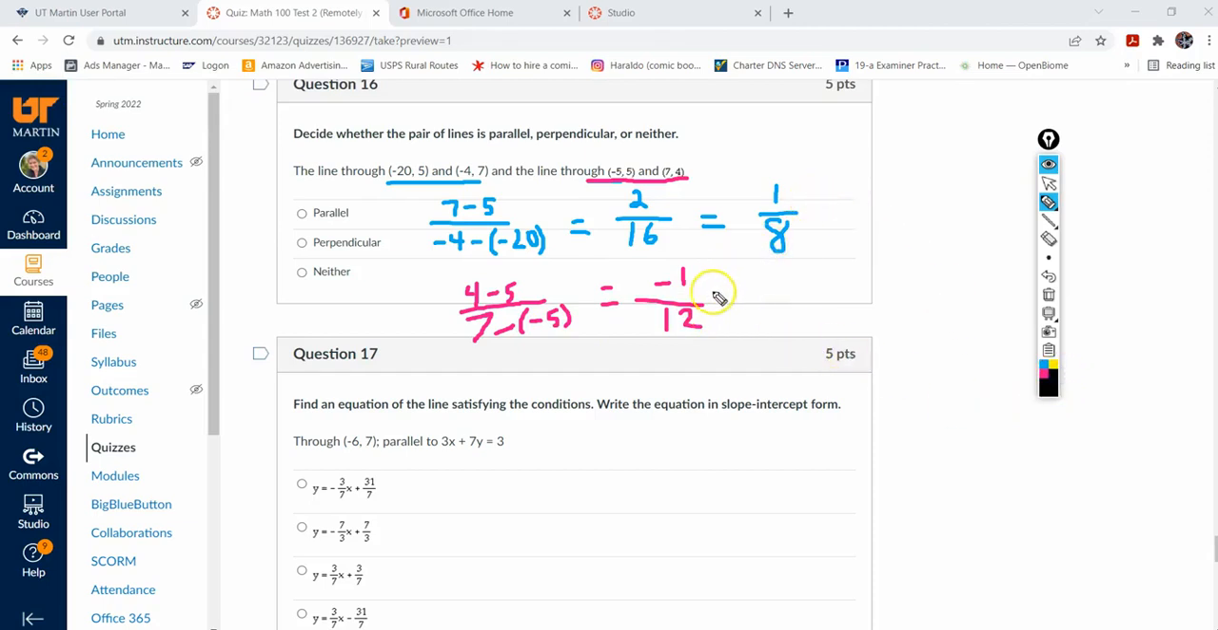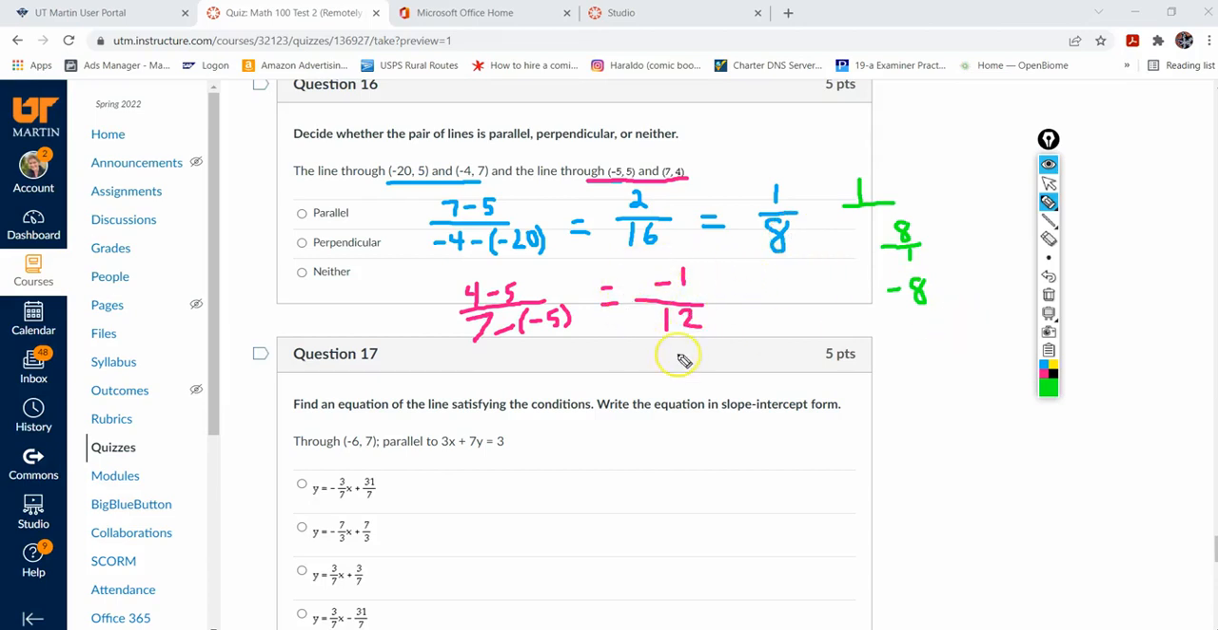Now, these lines are not parallel because the slopes are not the same. If they were perpendicular, well, what's perpendicular to this one, and that's the symbol for perpendicular, would be the flip and then take a negative sign. So a line with slope -8 would be perpendicular to that.